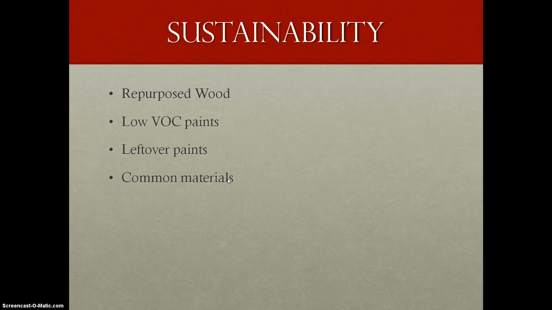Most trims and moldings are made out of sustainable products. Sometimes there are exceptions. However, there are ways of increasing sustainability when we use it. You can use repurposed wood. You might also consider using low VOC paints and stains. You might also use leftover paints from another project if that's something that you can do. And also, you want to use common materials. You don't want to use an exotic or rare type of material because that is more expensive, it's harder to find, and it's not a very good green design.